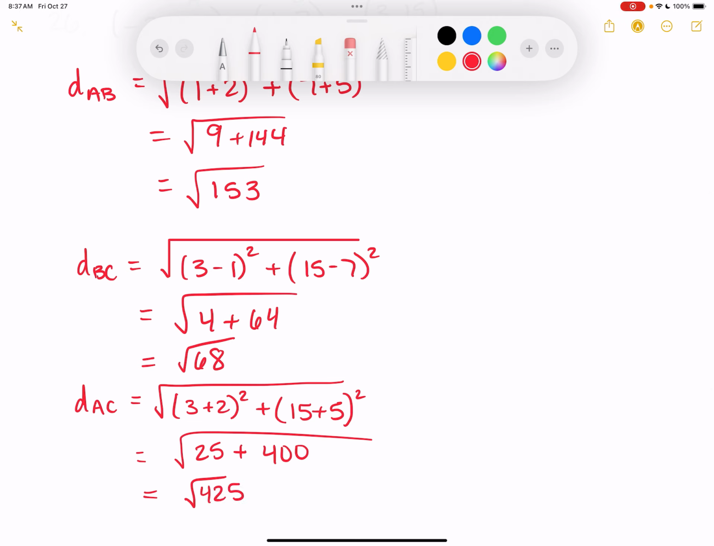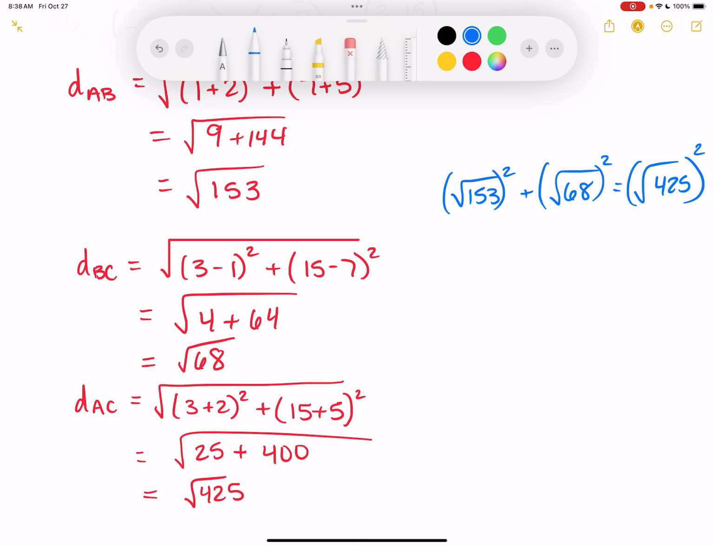So which side is going to be my hypotenuse? A and C. Yep, A to C. So I'm going to set up Pythagorean theorem. So the square root of 153 squared plus the square root of 68 squared is equal to the square root of 425 squared.